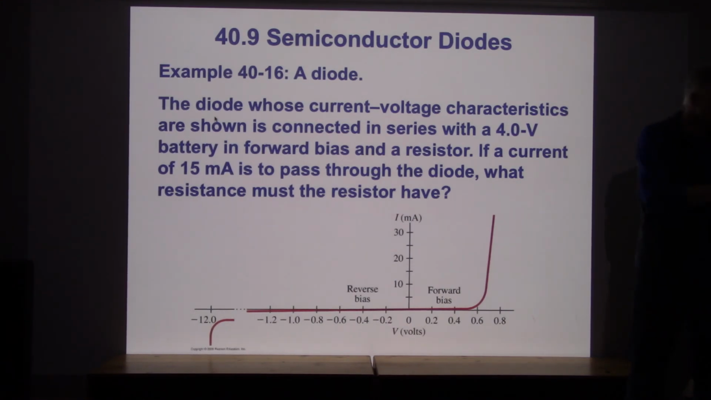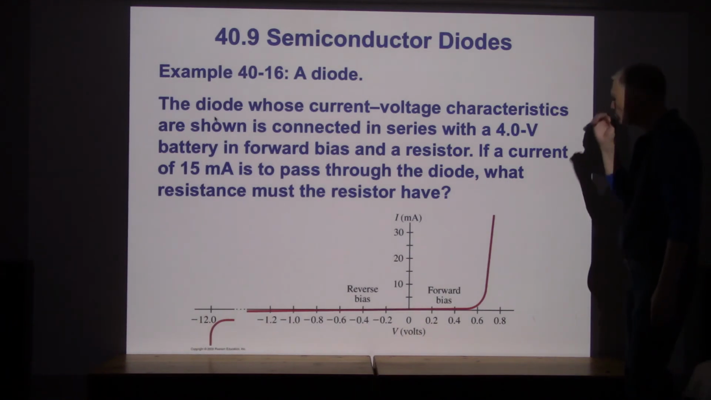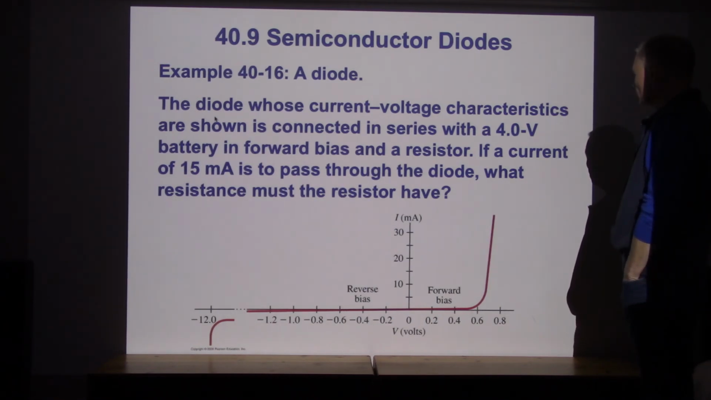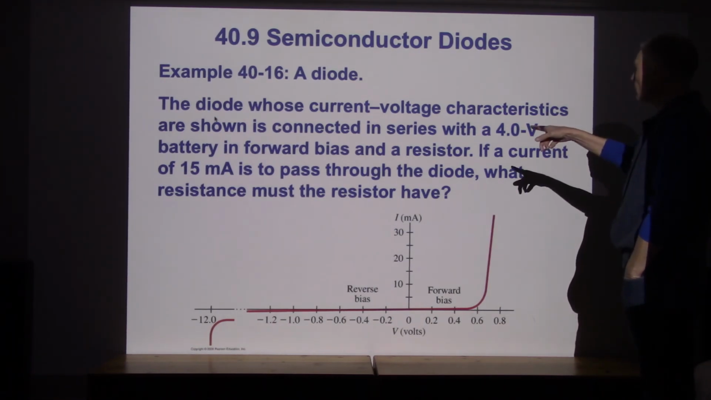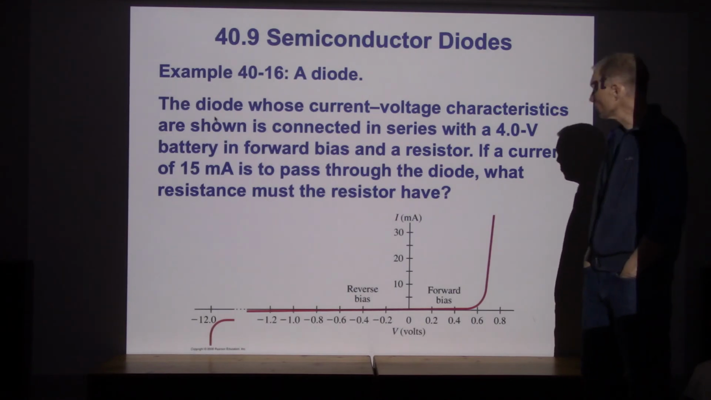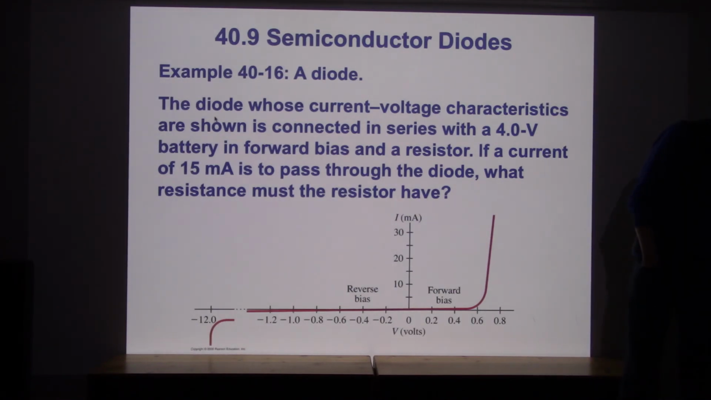Now here's an example that they have. You could take a look at this if you want. This is really optional for you. But in any case, this is a problem with a battery and a resistor and a diode, and looking at what the properties are going to be.